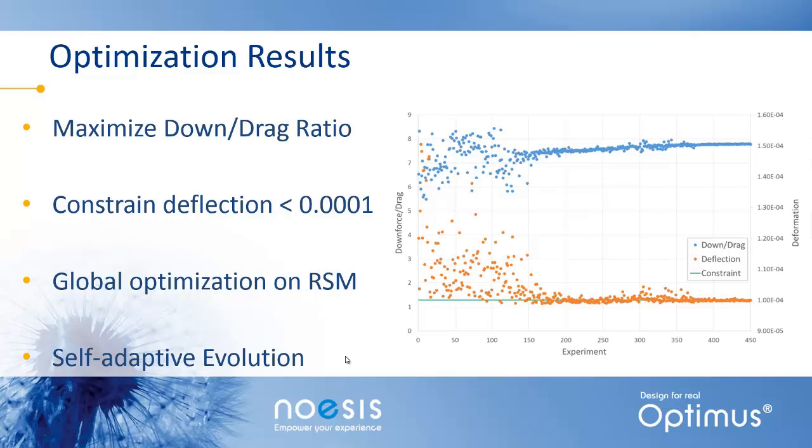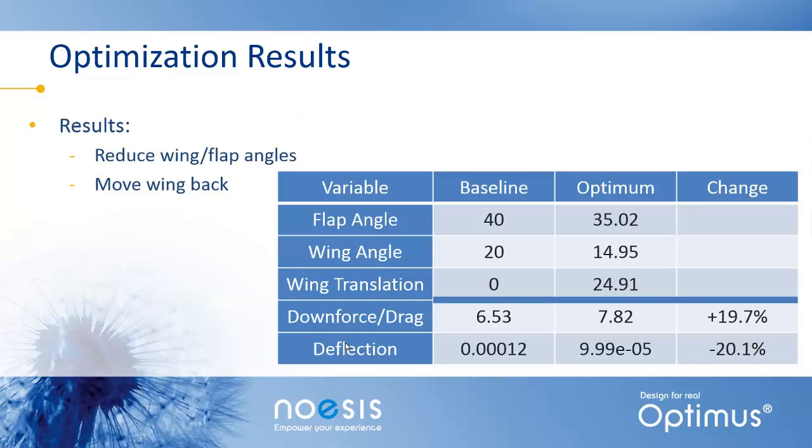So now we run a global optimization on the response surface model that was created from that DOE. We're attempting to maximize the downforce to drag ratio while constraining the deflection. We use an optimization algorithm known as a self-adaptive evolution, and the results you can see are actually quite good, and you can see them on the graph on the right side of your screen. The results, of course, are that we reduce the deflection by about 20% while increasing the downforce to drag ratio by about 20% as well.